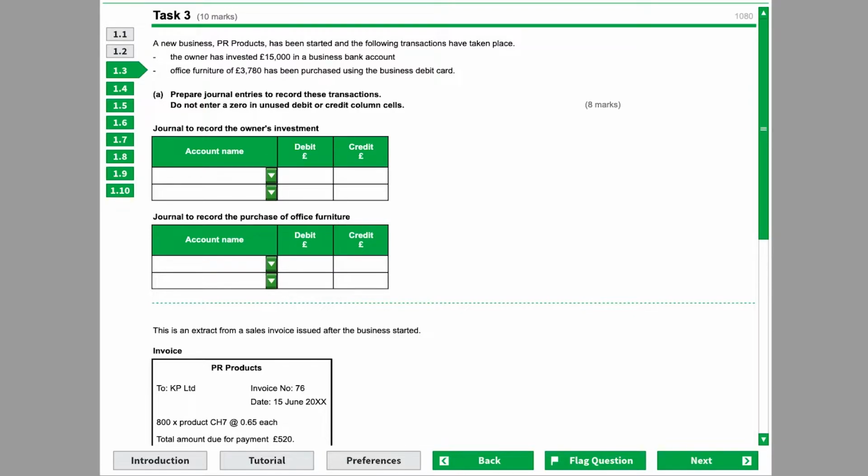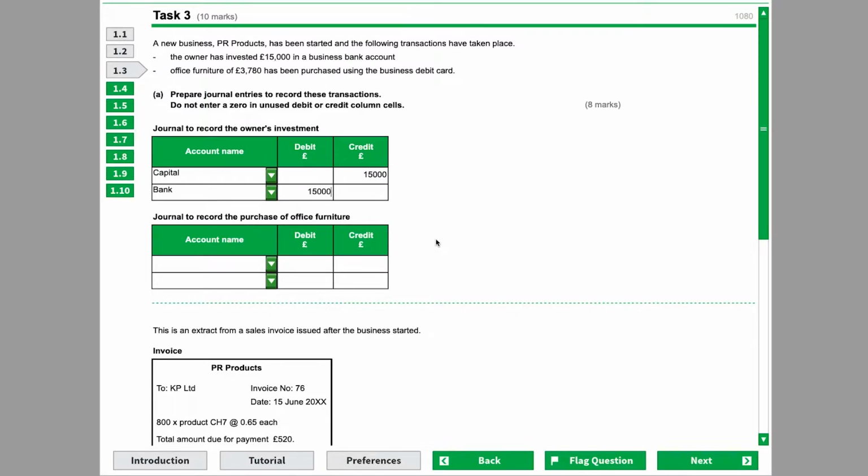To do this, the two accounts will be the capital account. Let's just select that. And the second account would be the bank. It would then be a debit to the bank as it's money in and a credit to the capital account to show how much money the business owes back to the owner. So let's get those in. So it's 15,000 and 15,000.